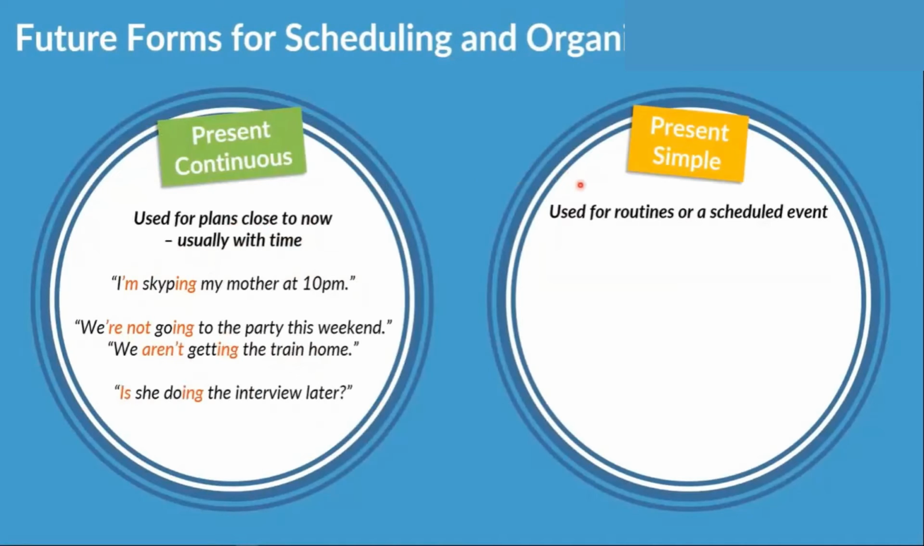And then the present simple is for routines or a scheduled event. For example, the bus leaves at 8 a.m. every morning. Exactly, Omnia. A routine is like a timetable, something that happens all the time. Okay? The bus leaves at 8 a.m. every morning.